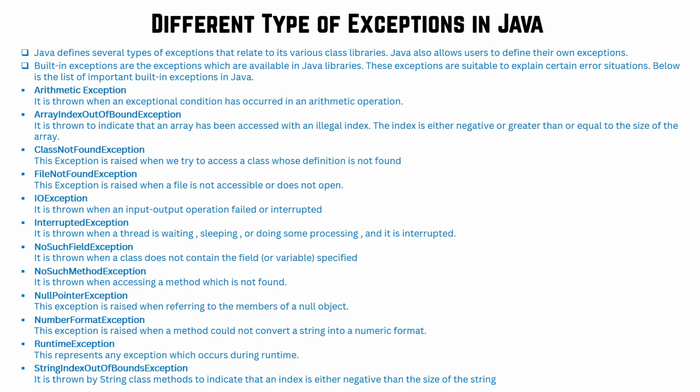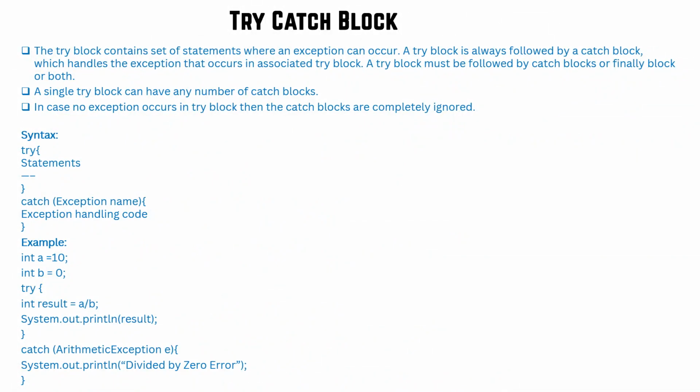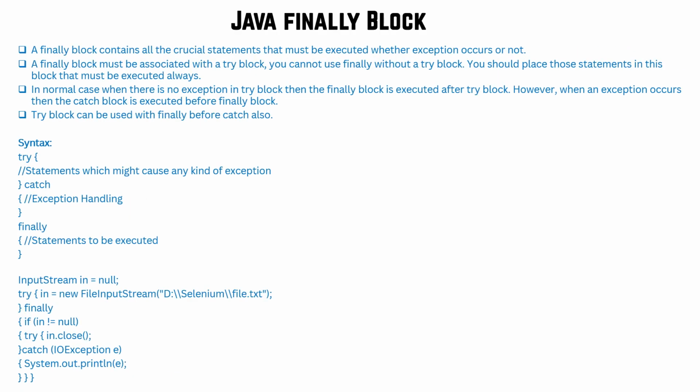In case those kinds of exceptions come, always try to handle them, so the remaining lines of code will be executed. You can handle the exception with the help of a try catch block or finally block. A try block contains the set of statements where an exception might occur. In case no exception comes, its catch block will be completely ignored. A try block should always be followed by a catch block or a finally block. Without catch or finally, you cannot use the try block. And a try block can be followed by multiple catch blocks as well.